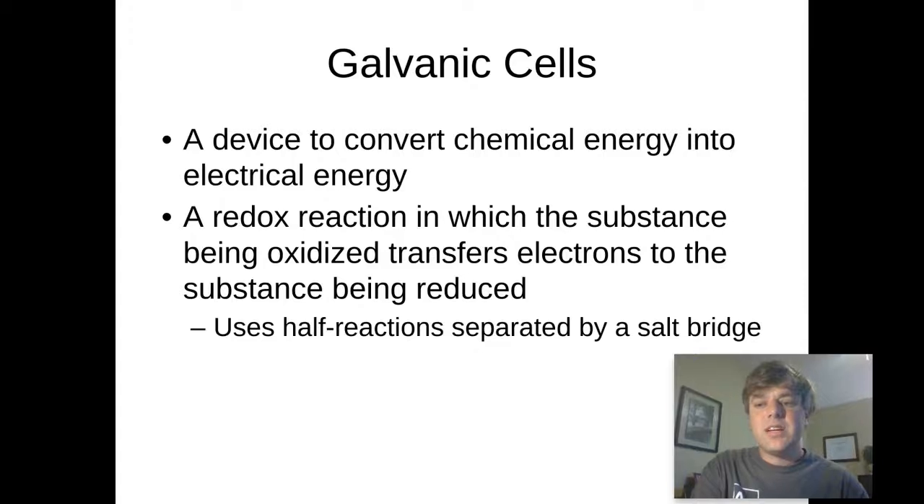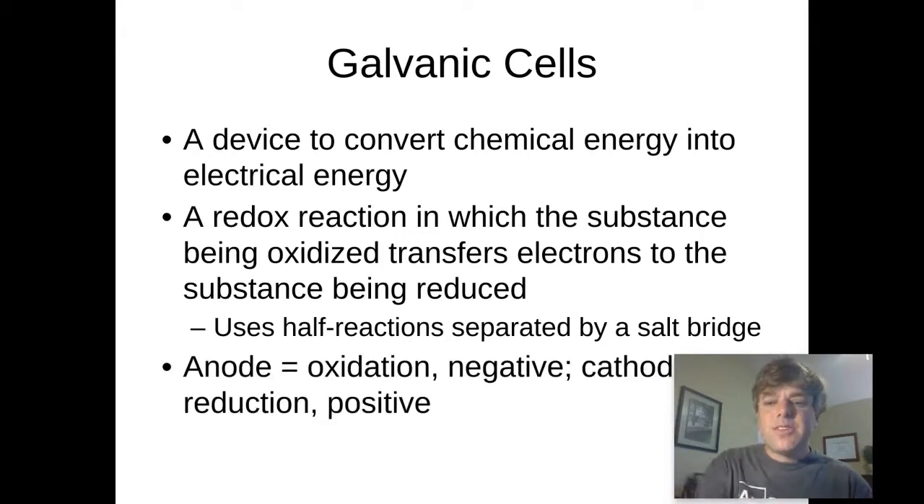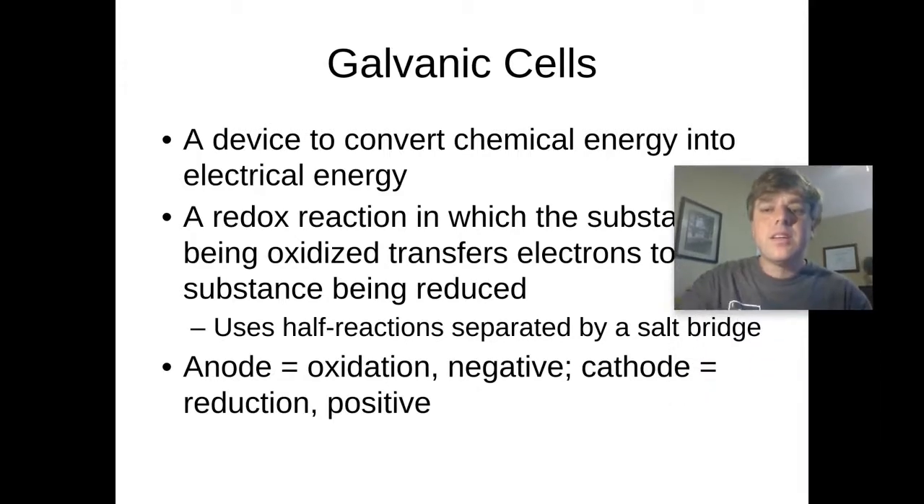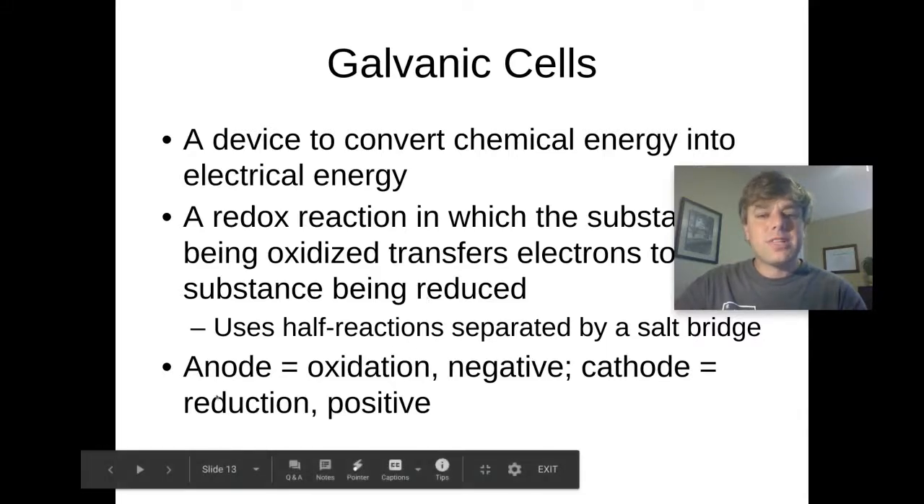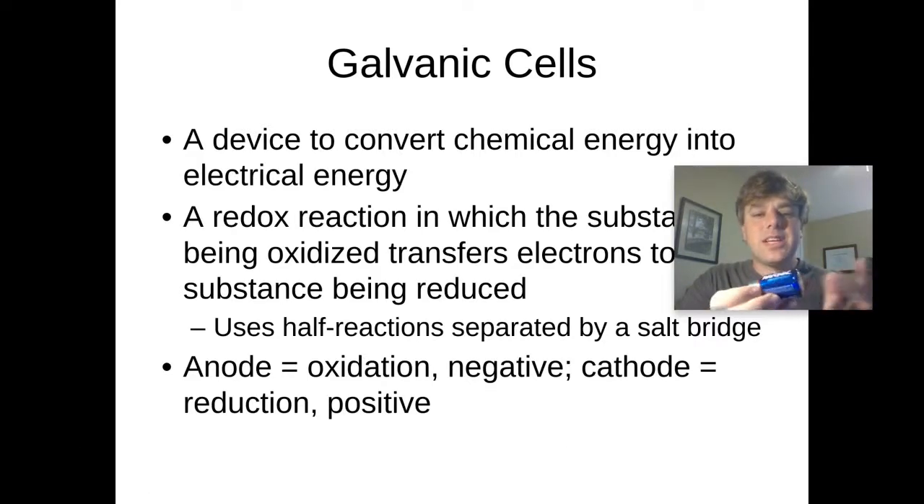And essentially, there are half reactions that are separated by a salt bridge. So you have oxidation taking place in one part, reduction in the other, and they're separated by this device called a salt bridge that will separate the reactions but allow electrical charge to flow. And some terminology that's used with these: the anode is where oxidation occurs, and the cathode is where reduction occurs. And on a galvanic cell, the anode is the negative side of the cell, and the cathode is the positive side.